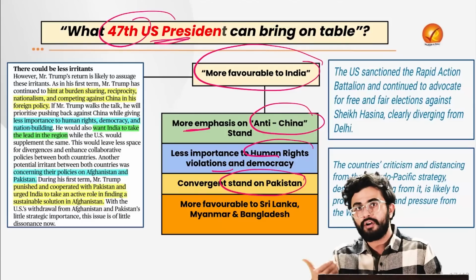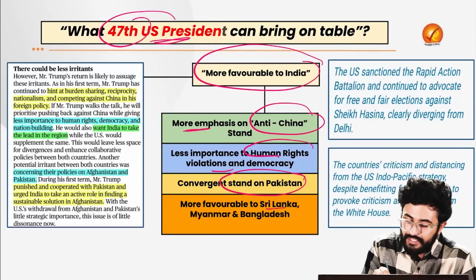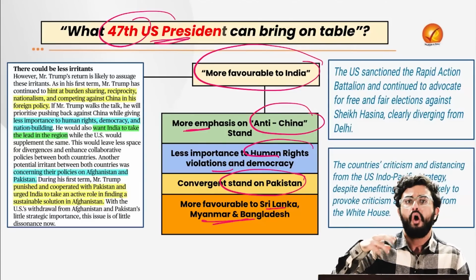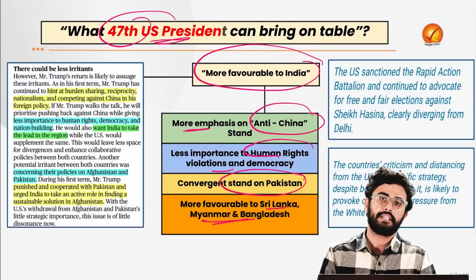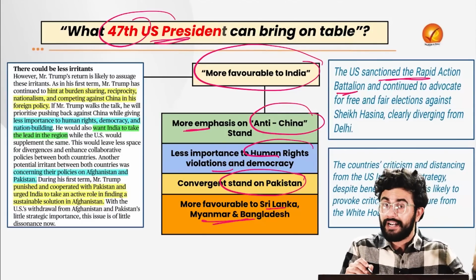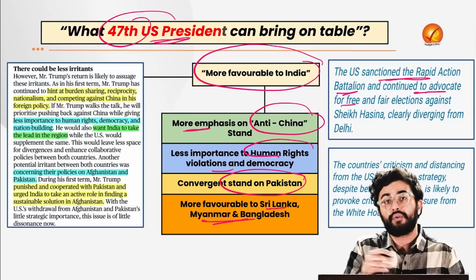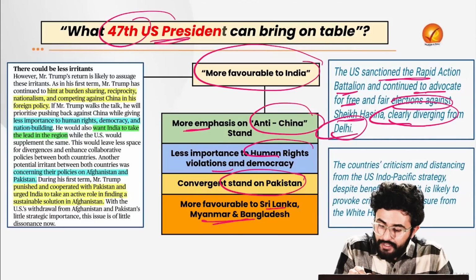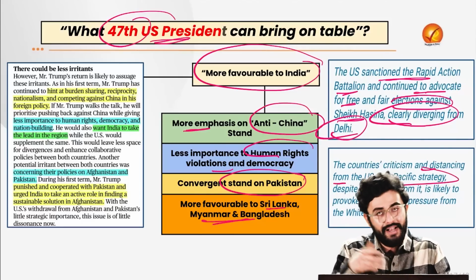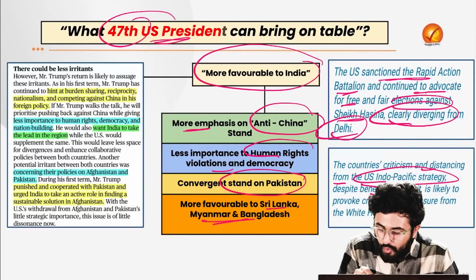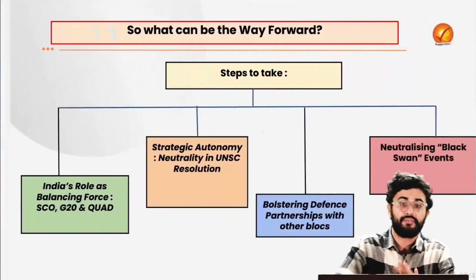The coming of Donald Trump will also be more favorable to countries like Sri Lanka, Myanmar and Bangladesh, where there are refugee crises or humanitarian violations taking place. For example, the US had sanctioned the Rapid Action Battalion under the Biden administration and continued to advocate for free and fair elections against Sheikh Hasina, clearly diverging from Delhi's interest. Then the country's criticism and distancing from the US Indo-Pacific strategy, despite benefiting from it, is likely to provoke criticism and pressure from the White House from now onwards.